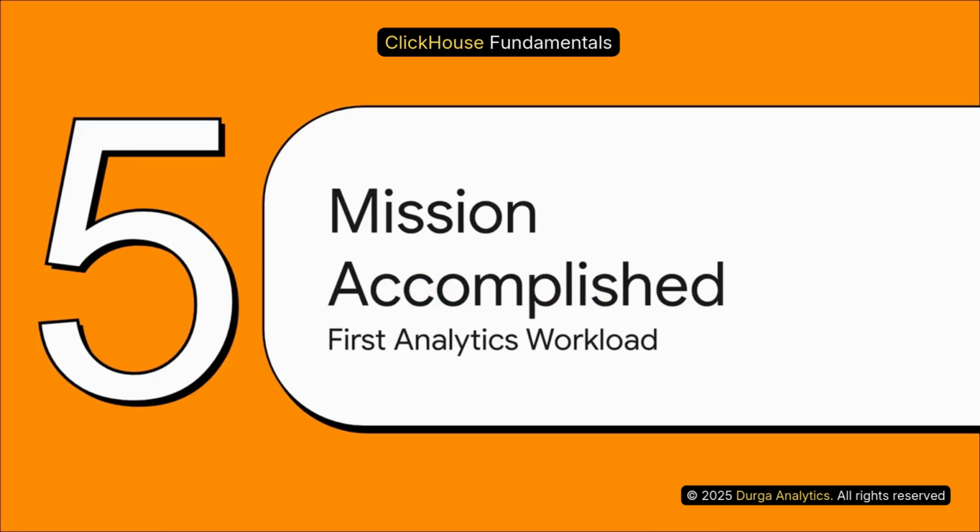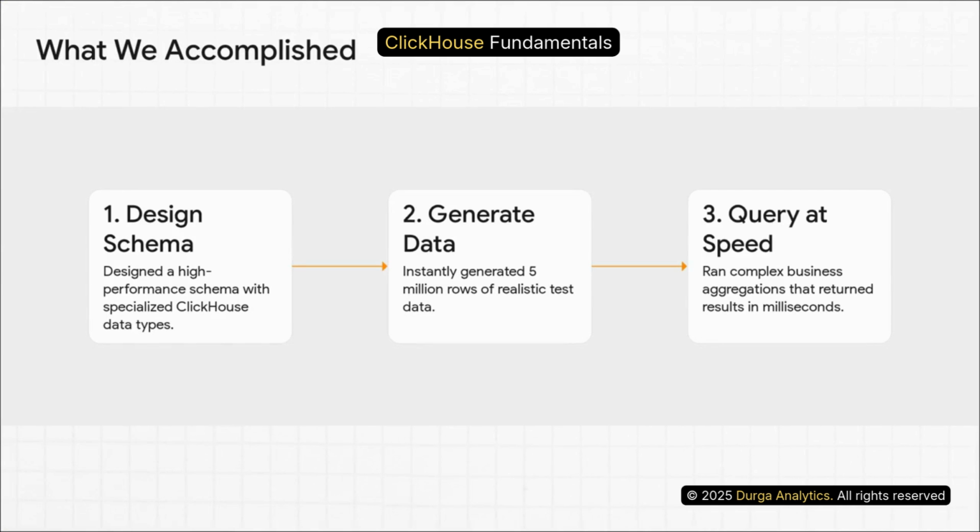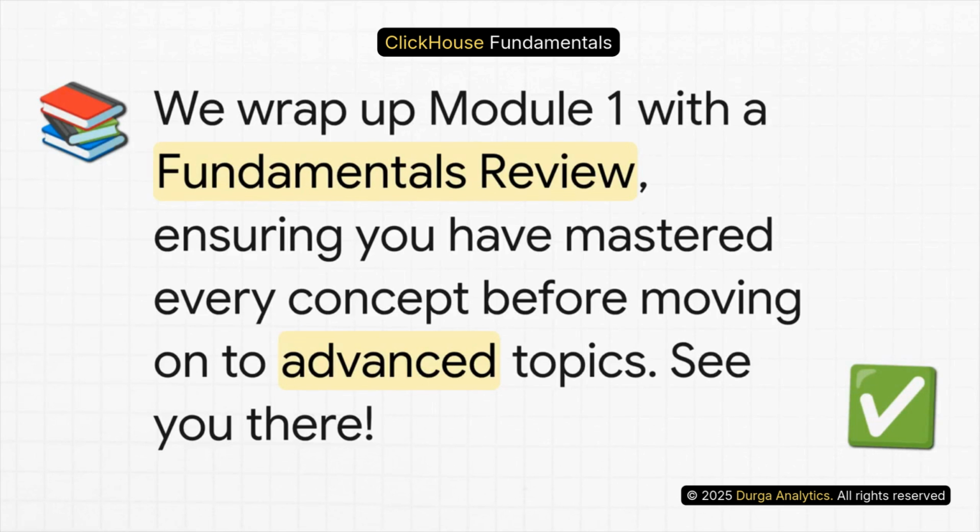And with that, mission accomplished. Seriously, congratulations. You've just successfully designed, populated, and queried a production-grade analytics workload completely from scratch. So let's just quickly recap what we achieved. 1, we designed a high-performance schema using specialized types. 2, we instantly generated 5 million rows of data. And 3, we ran complex, real-world business queries that came back in milliseconds. This is the blueprint for doing real-time analytics. You've just finished your first full, hands-on project, which is awesome.